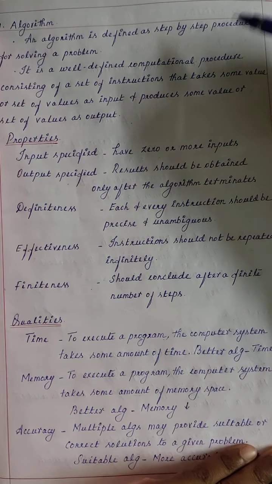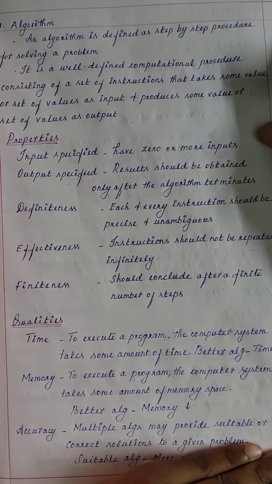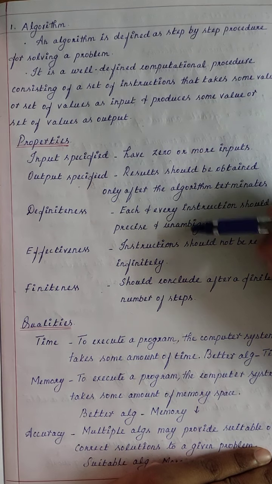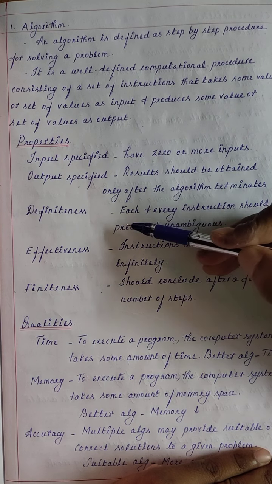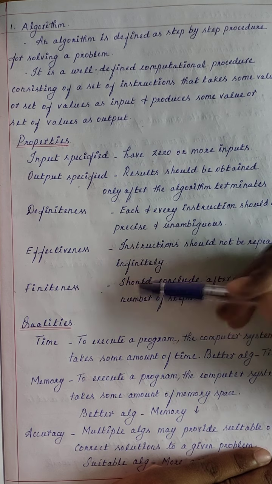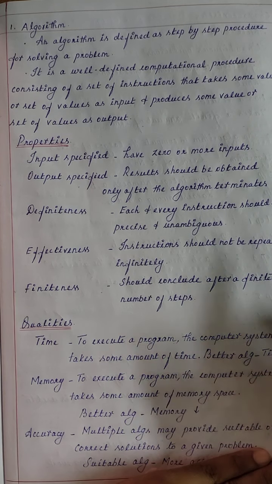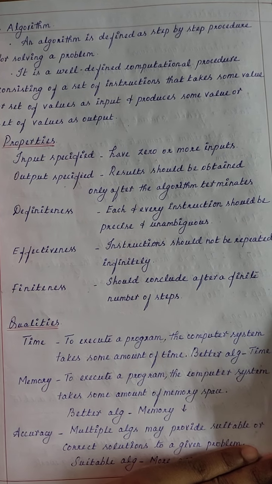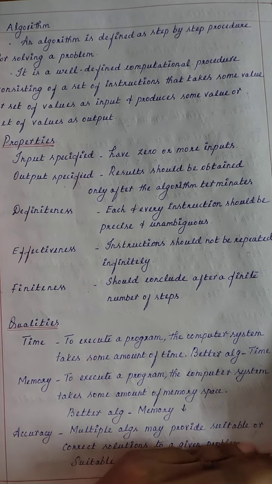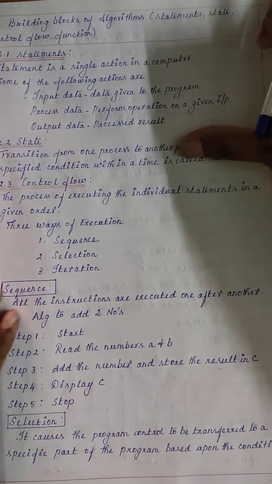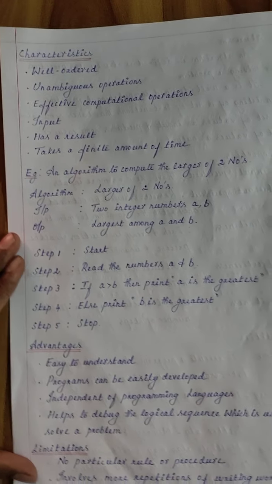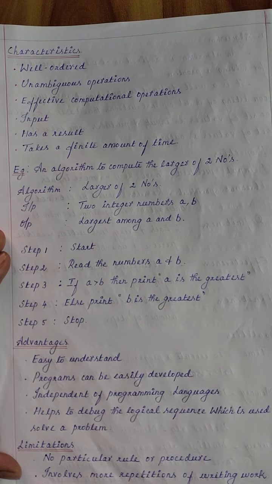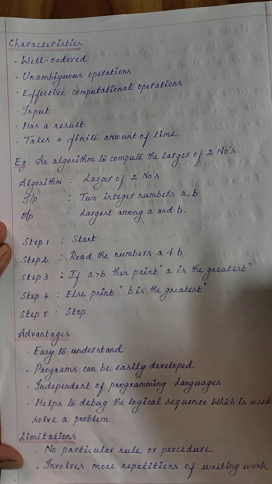So in this we have seen the definition of the algorithm, and we have seen the properties of the algorithm, that is input specified, output specified, definiteness, effectiveness, finiteness, and also we have seen the three factors to qualify the algorithm. Next we are going to see the characteristics.